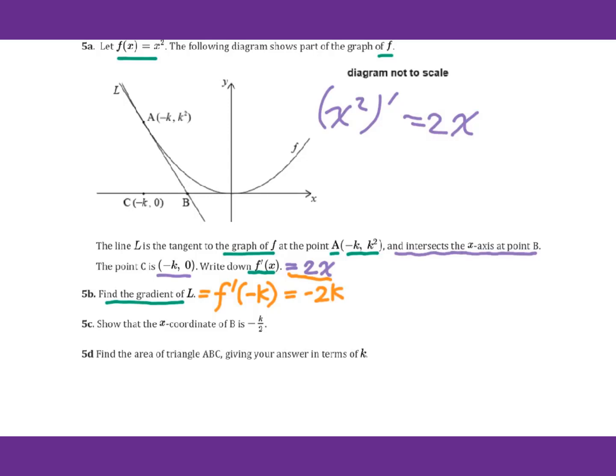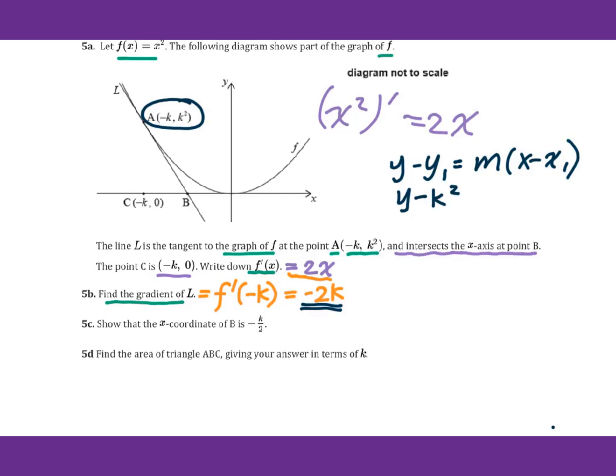Show that the x coordinate of B is negative k over 2. Since we are given a coordinate and also we got this slope, we're using y minus y1 equals slope times x minus x1. We plug in. You will get y minus k squared equals negative 2k times x plus k.